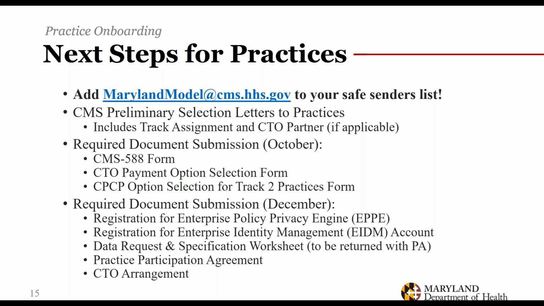Once you're sure that you're not going to miss any of CMS's upcoming emails, here's a little more detail on what you can expect. So there's going to be preliminary selection letters that are going out, letting you know if you've gotten preliminary approval to participate. Again, this is just kind of an initial approval. Your final participation is still dependent on a program integrity screening, attribution to make sure your practice has 125 beneficiaries, and completing all these onboarding requirements that we're talking through. The letter is also going to contain a few other pieces of information, like your track assignment and your CTO partner if you've chosen to partner with a CTO.